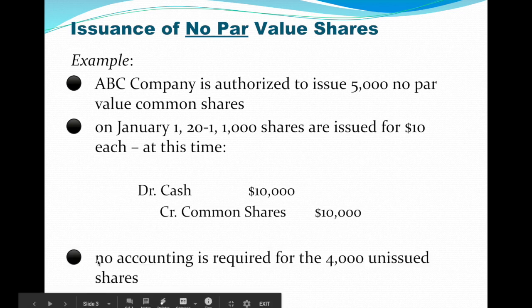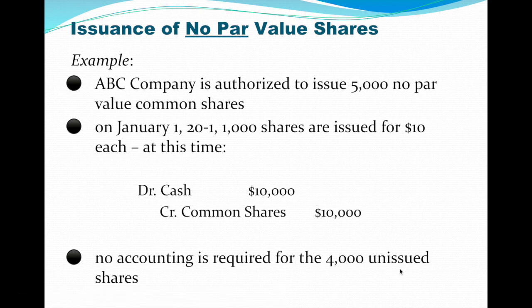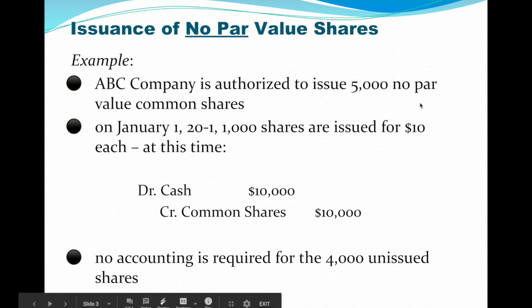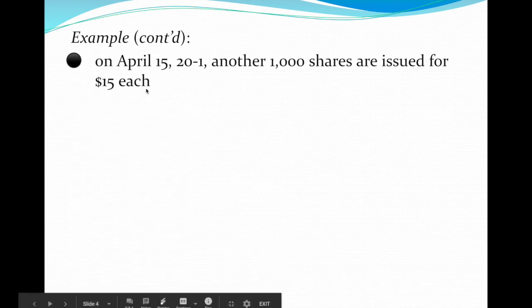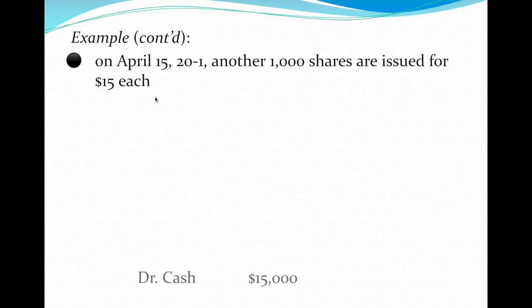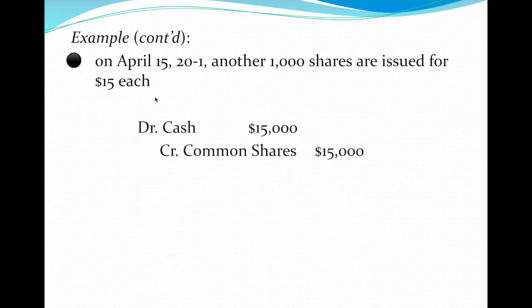And no accounting is required for the 4,000 unissued shares, because even though we have authorization to do up to 5,000, remember the whole transfer of ownership principle we talked about earlier in the year? We've been authorized to issue 5,000, but until we actually issue them, no entry is recorded. So continuing with our example, afterwards, on April 5th of whatever year, another 1,000 shares are issued for $15 each. So in this case, the entry would be exactly the same, just the dollar value is different.